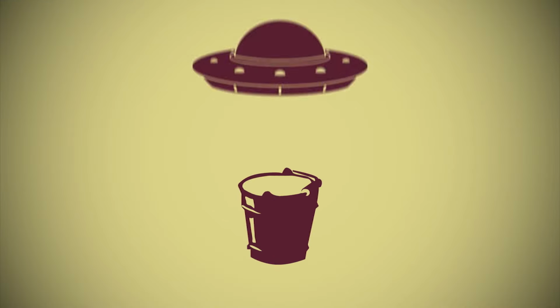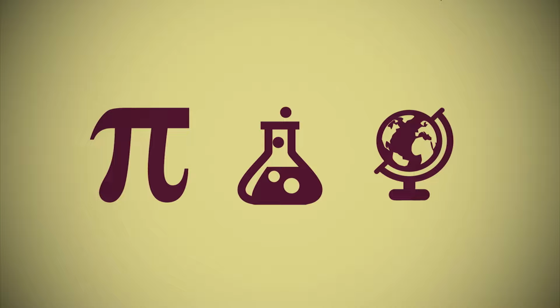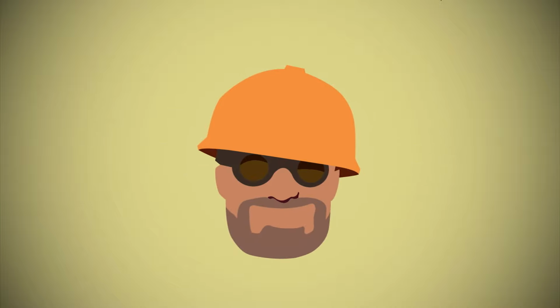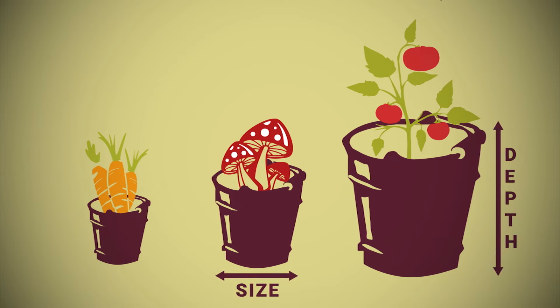The purpose of this rich task is for students to learn how to build a space bucket as a model for future agricultural needs. This task unites concepts from grade 11 math, science, and social studies. The students will engineer a space bucket for various plant types while incorporating design considerations such as depth and size.